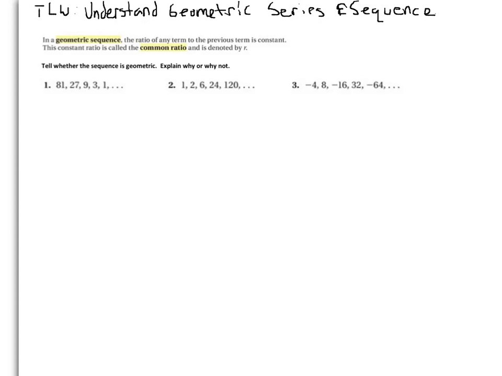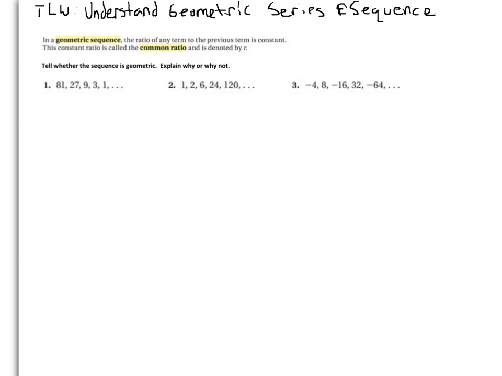Alright guys, today's goal: the learner will understand geometric series and sequence. In a geometric sequence, the ratio of any term to the previous term is constant. The constant ratio is called the common ratio and is denoted by r. Instead of adding or subtracting, you multiply or divide. So let's look at this first one.